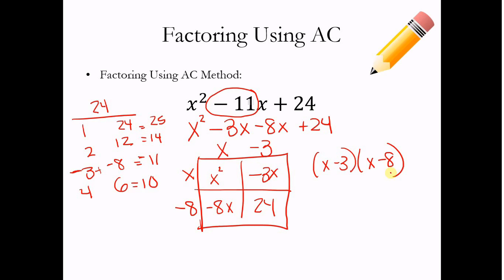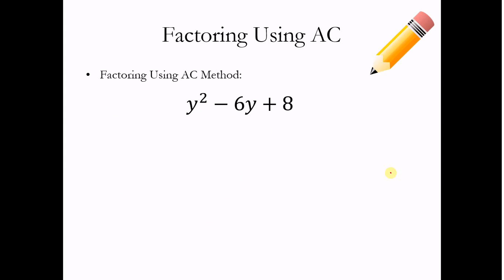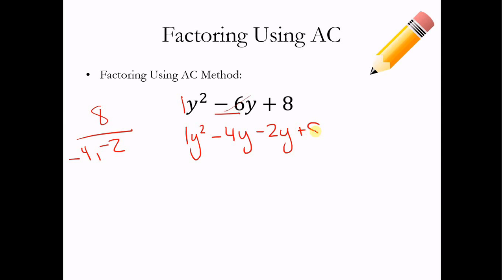So let's try one more example like that. So my AC is 1 times 8, so it's 8. So off to the side, in our mind, let's think. Numbers that multiply to give you 8. 1 and 8, that would give us 9. 4 and 2, that would give us 6. But I need negative 6. So what if we would go a negative 4 and a negative 2? That will give us negative 6, right? So 1y squared minus 4y minus 2y plus 8.